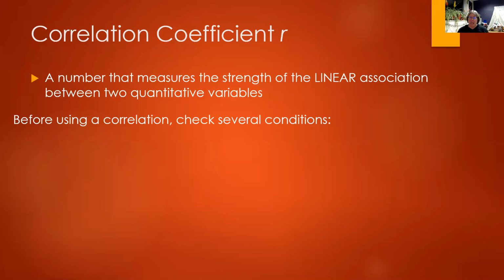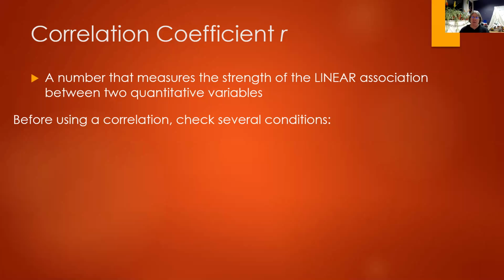Okay, so a correlation coefficient is a number that measures the strength of the linear relationship between two quantitative variables. Okay, so there are three things that we kind of need to look at before we use a correlation coefficient and do things with it. And the first two are actually just directly related to the definition. So the first is that we have two quantitative variables. So make sure both of those variables are in fact quantitative and not categorical.